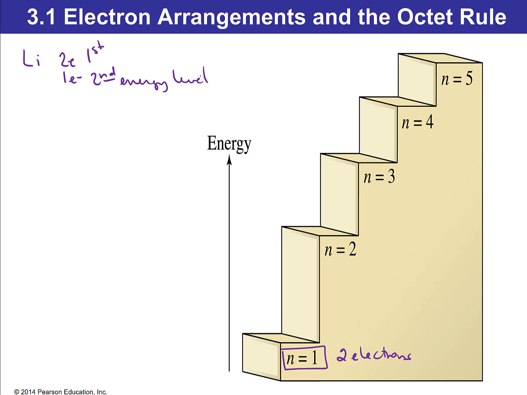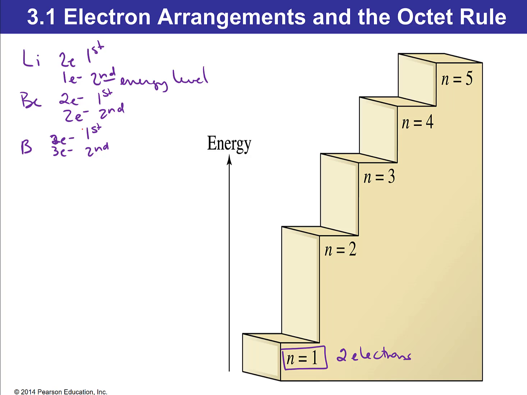Beryllium, number 4, would have its 2 electrons in the first and then 2 electrons in the second energy level. So if you look at Be, 2 electrons in the first, 2 electrons in the second. And as you continue to go across, the atomic number increases. Boron is atomic number 5. So boron would be 2 electrons in the first, 3 electrons in the second. They would continue to fill the second energy level.